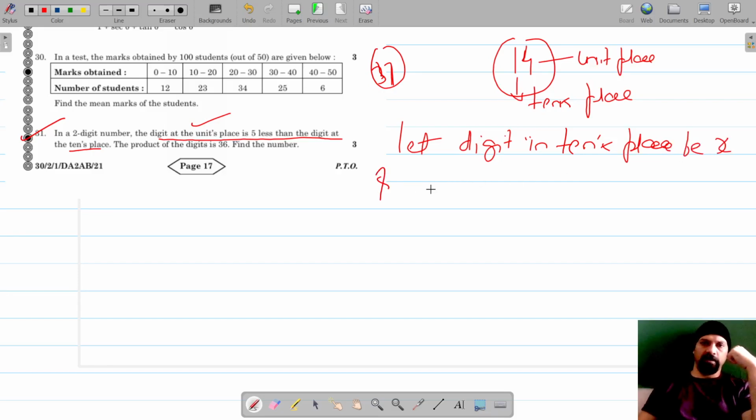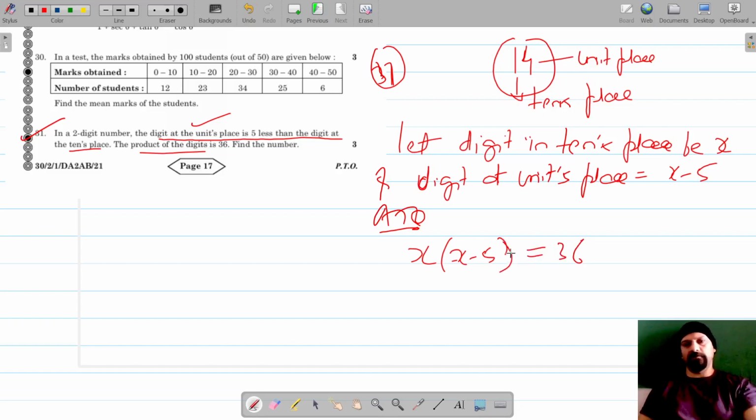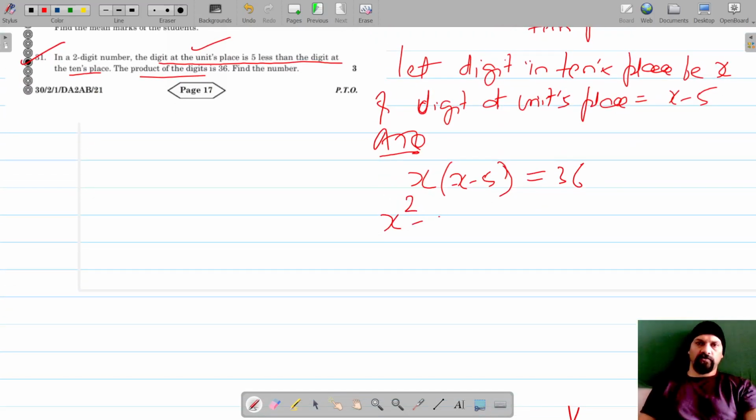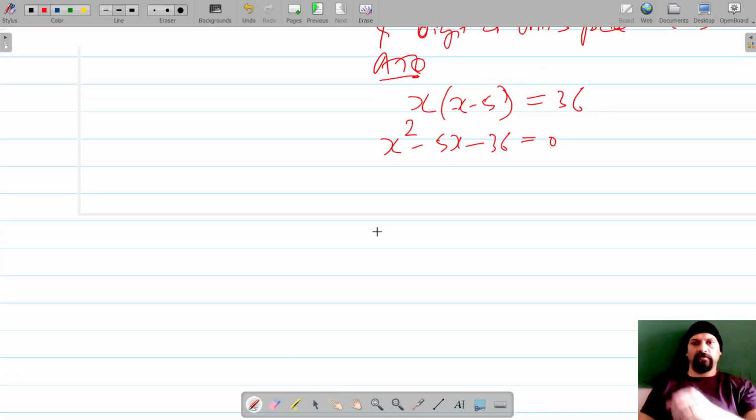Okay, and now digit at units place is 5 less than the digit at tens place. So this is x minus 5. Now, according to the question, it's given that the product of the digits, that is x into x minus 5, is the product, and this is equal to 36. So if you multiply this, this is x squared minus 5x minus 36 is equal to 0, which is a quadratic equation. And we are going to solve this using the factorization method.